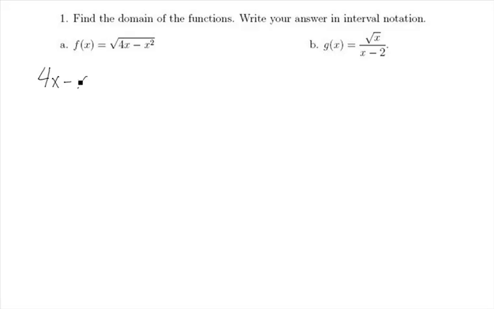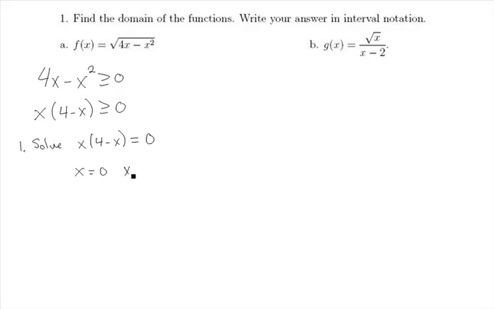So we set the inside greater than or equal to 0. We can factor that, pulling out an x. And now we have a product of two terms that need to be greater than or equal to 0, which means in order to solve this, we're going to have to draw a sign chart. First thing is to solve our equation, so we figure out where each of the factors change sign. So here we get x equals 0 and x equals 4.